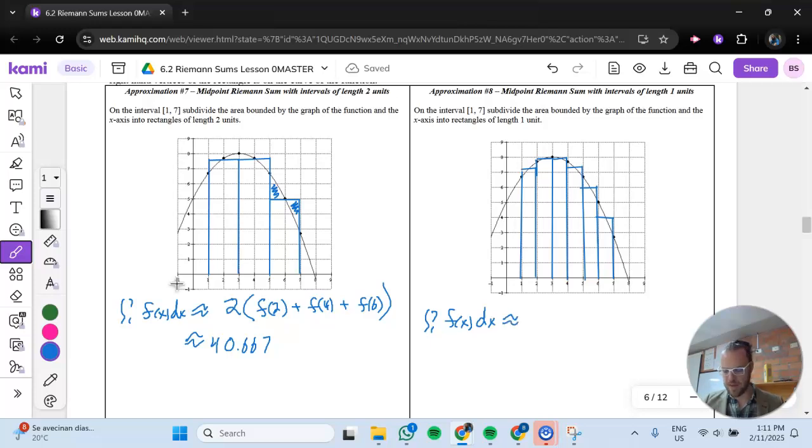So we're getting more and more accurate always when we have smaller widths. Now, I'm not going to write out this whole one this time, but this would be a width of 1 times f(1.5) plus f(2.5), etc., all the way up to f(6.5) for the last one. And when we put that all into our calculator, again, pause it if you want to do it, that would be our answer. So we're getting closer and closer to what we need.